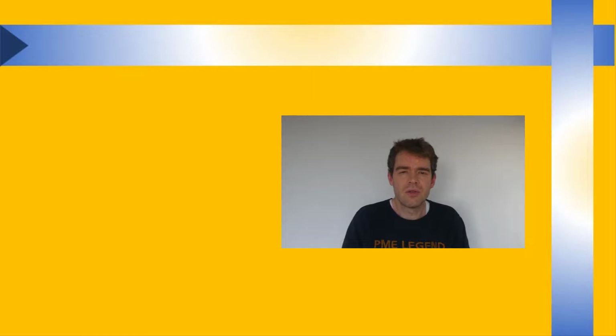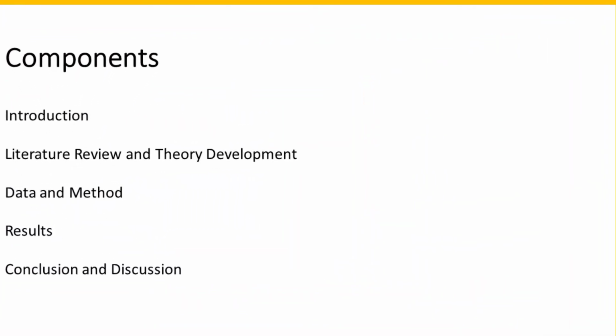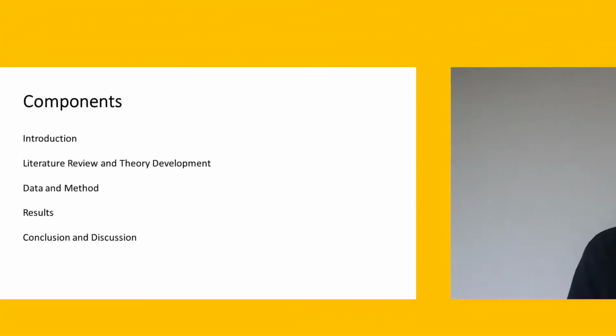The research report, by and large, comprises 5 sections. There's the introduction, there's a theory section, there's a section on data and methodology, there's a section that presents the findings of the research, and there's a conclusion and discussion section.